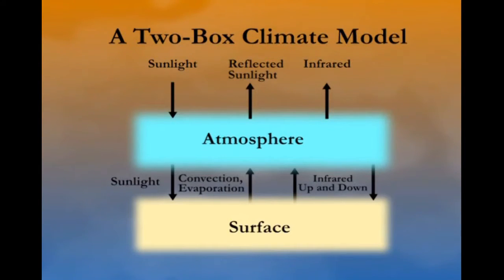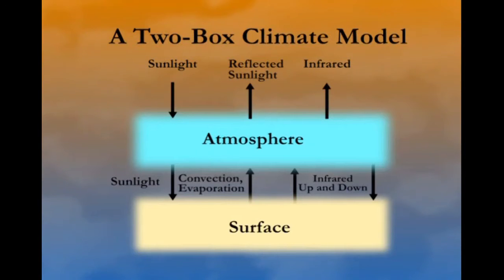And you would end up redrawing that diagram with two boxes and showing arrows representing, for example, sunlight coming in from outer space, reflected sunlight going back to space, infrared emission from the atmosphere, infrared emission from the surface to the atmosphere, infrared emission from the atmosphere to the surface, convection and evaporation going up from the surface and carrying energy into the atmosphere, sunlight that comes through the atmosphere and carries energy down.